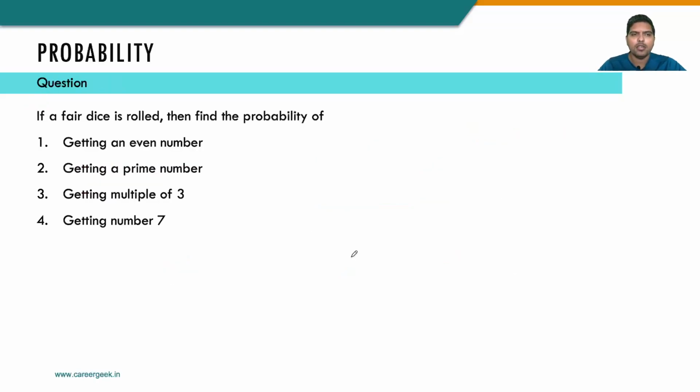Okay, so we'll solve an example, then it will be much more clear. If a fair dice is rolled, we have seen how many are total outcomes. Total outcomes are 6, right? 1, 2, 3, 4, 5 and 6. Find the probability of 4 sub questions. First one is getting an even number.